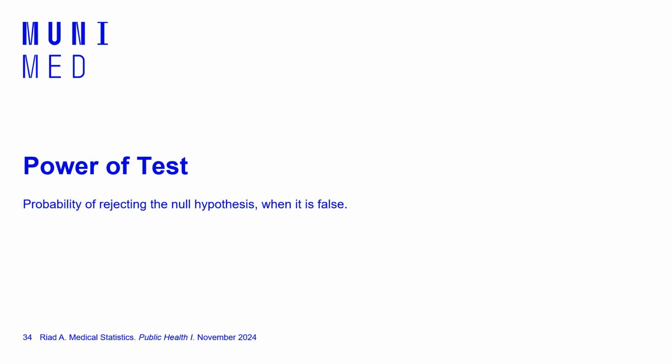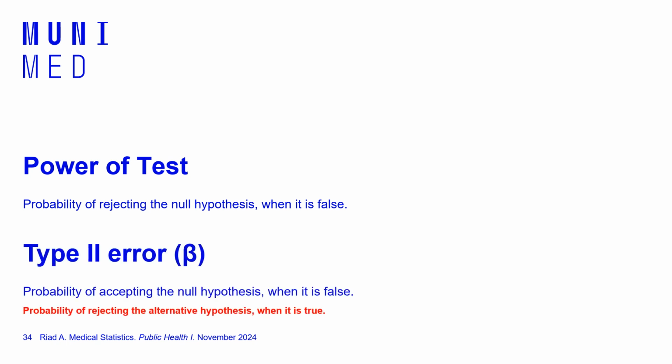But what if the null hypothesis was false? In this case, you need to reject it, and you need to make this decision with a high level of certainty, and this is simply the power of the test. So the power of the test is the probability of rejecting the null hypothesis when it is false. Also, you may make a mistake, and this mistake could be accepting the null hypothesis which is false, and this is type 2 error. So type 2 error, or beta, is the probability of accepting the null hypothesis when it is false, or in other terms, you can say it is the probability of rejecting the alternative hypothesis when the alternative hypothesis is true. So again, the power of the test is 1 minus beta.